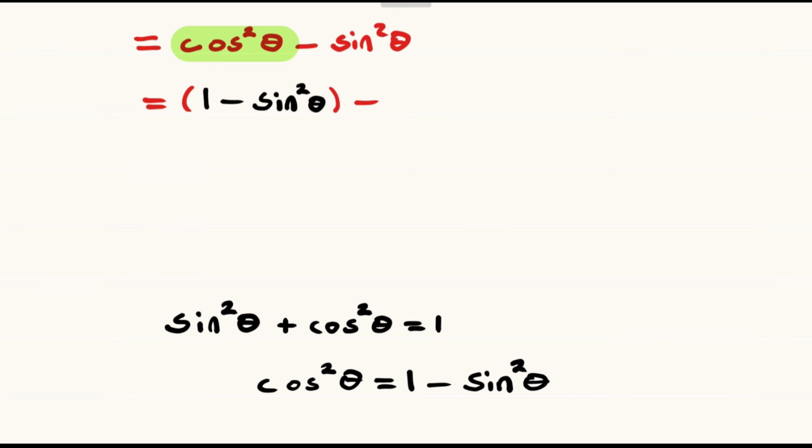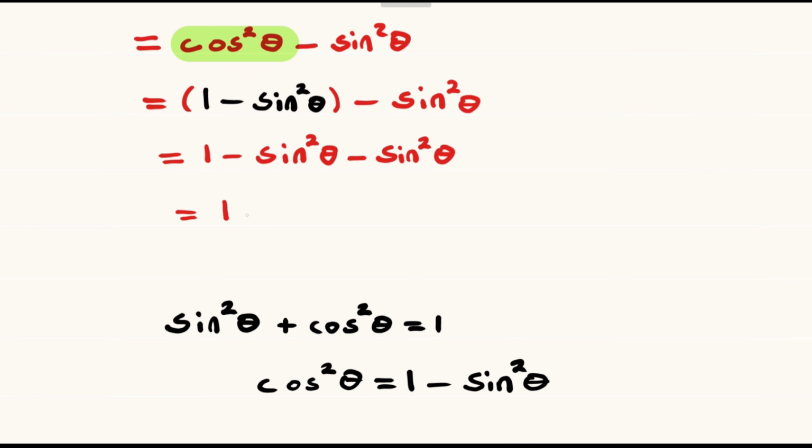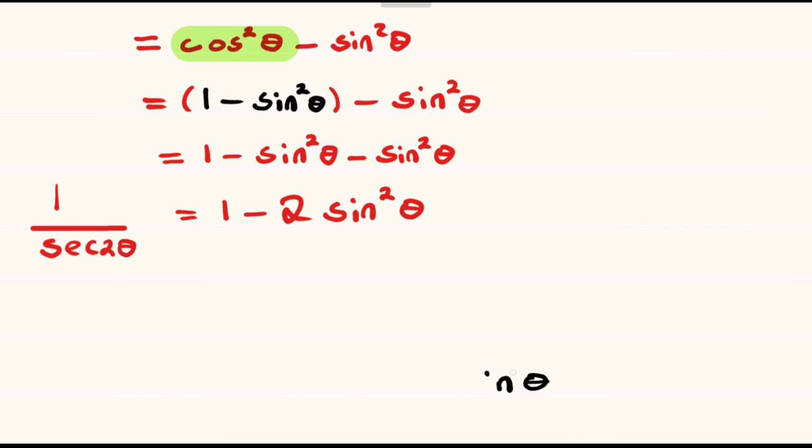Minus sin squared theta. So this will be equal 1 minus sin squared theta minus sin squared theta. This will be equal 1 minus sin squared theta minus sin squared theta will be equal negative 2 sin squared theta. We have finally expressed the 1 divided by sec 2 theta in terms of sin theta. And this will be our answer for this last question.